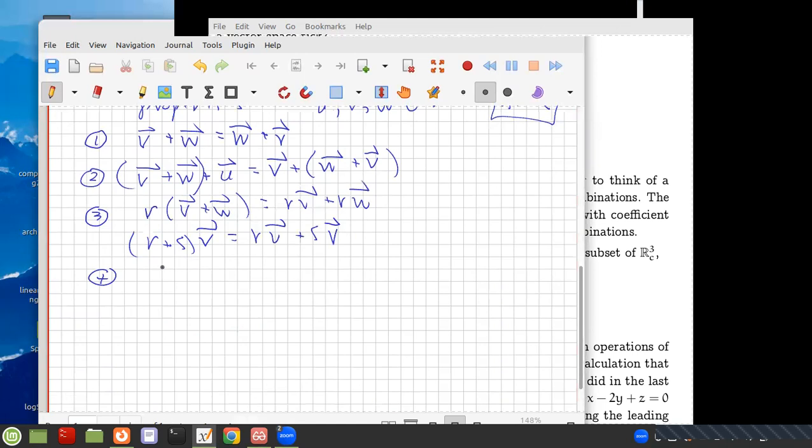And then with this, we also have an associative property: (r s) v equals r (s v). So neither with the addition nor with multiplication do you need parentheses. Okay, and then for every vector V, we say this.